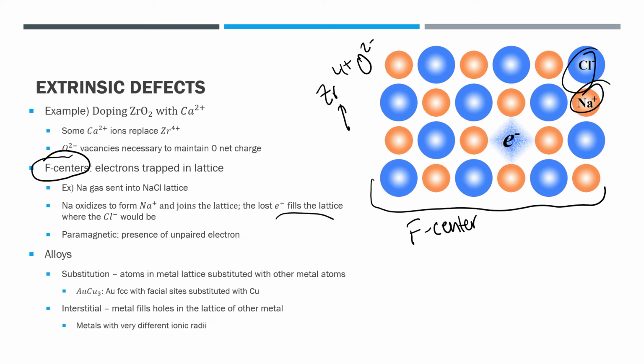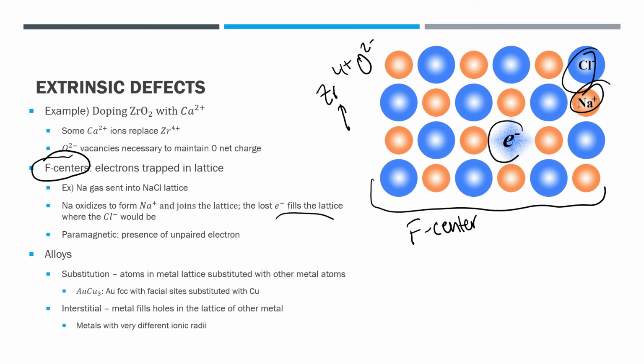And these F centers are paramagnetic. What is paramagnetic? That just means that there's the presence of an unpaired electron, which is obviously this electron right here, because it's not paired with another electron. It's just floating around by itself. And because of this, it has interesting magnetic properties that come from this unpaired electron that were not there in just the pure lattice.